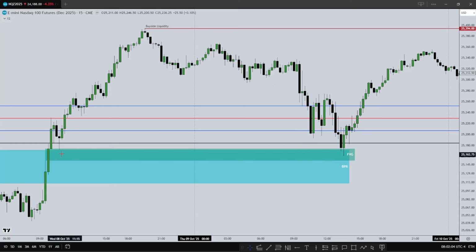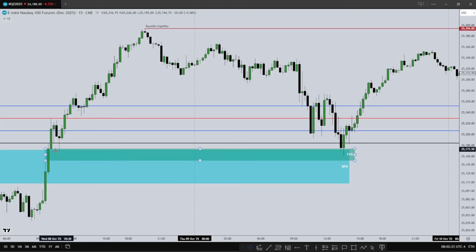Then we have the 15-minute fair value gap here. That's in the upper half of the balanced price range. So we have a lower 15-minute fair value gap here and an upper here. Both are inside the discount range. But why do we choose this one? First of all, we have a swing low here. So that swing low has a sell side liquidity pool.